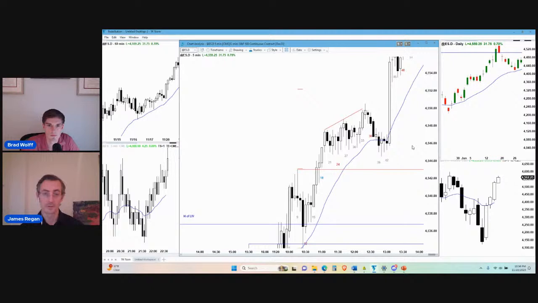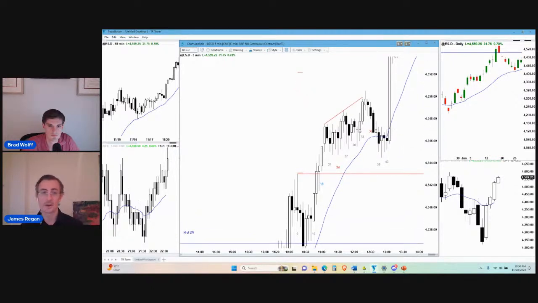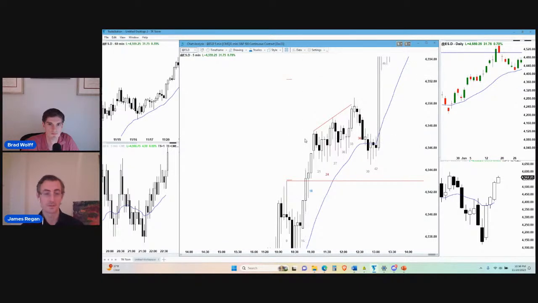Yeah, so this kind of gets back to the idea of the same system generating inverse signals. So if you see this developing, you can sell the close of 33. Yeah, scary as that would be.